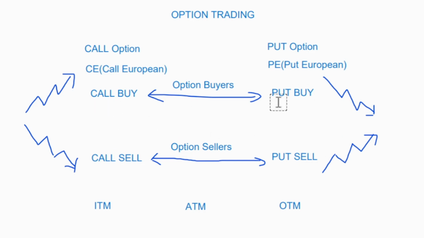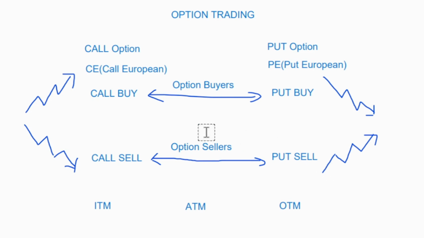When do we take a call buy, put buy, call sell, or put sell? If you are thinking the market is going upside, we can think on the call buy side. If we are thinking the market will go downside, we can think on the put buy side. In the same way we do call sell also. If you are thinking the market will go down, you can think of a trade on the call sell side. And if you are thinking the market will go upside, you can think of a trade on the put sell side.